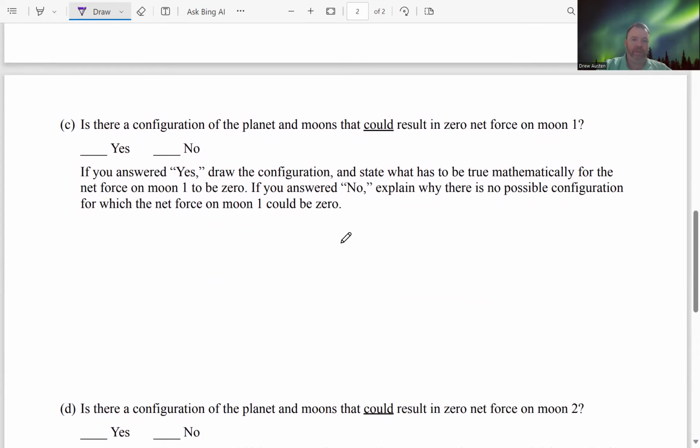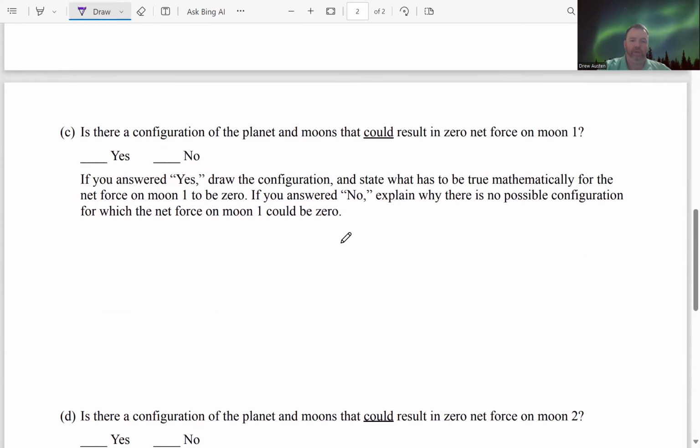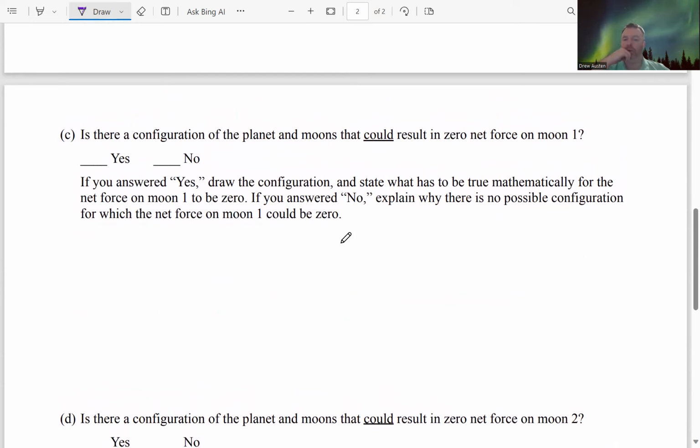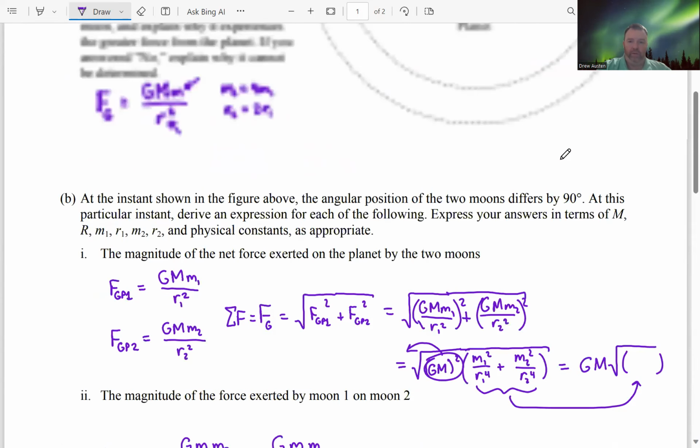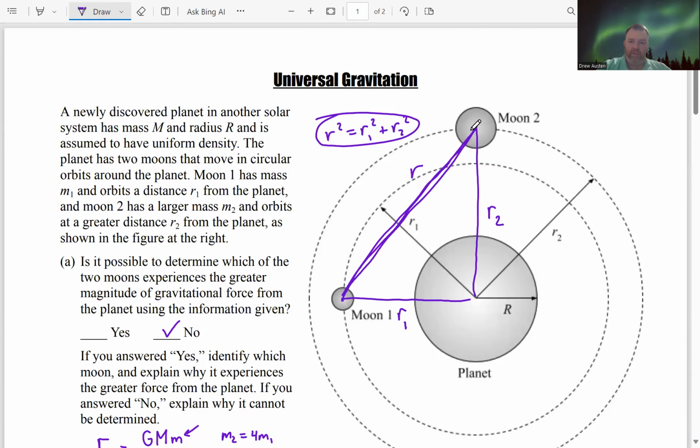All right, for parts C, D, and E, we want to determine if there is a configuration of the planet and moons that could result in a zero net force on several of the different things. So in part C, we want to see if we can get zero net force on Moon 1. So from where Moon 1 is located, since Moon 2 is on the outer orbit, it is possible when the planet and the moons are all lined up, that Moon 1 could be between Moon 2, which would be over here, and the planet.